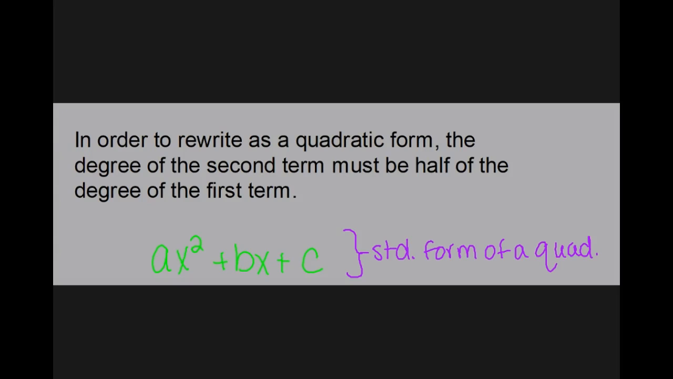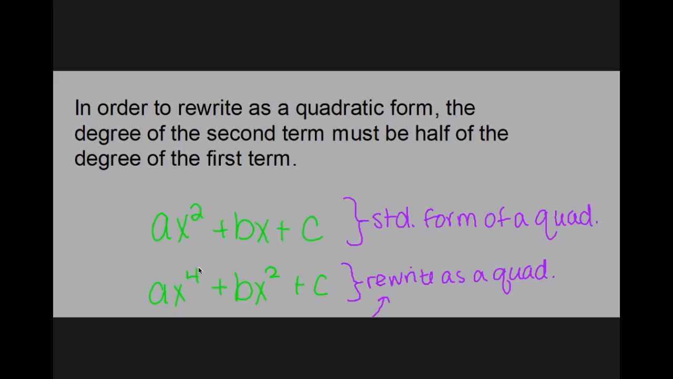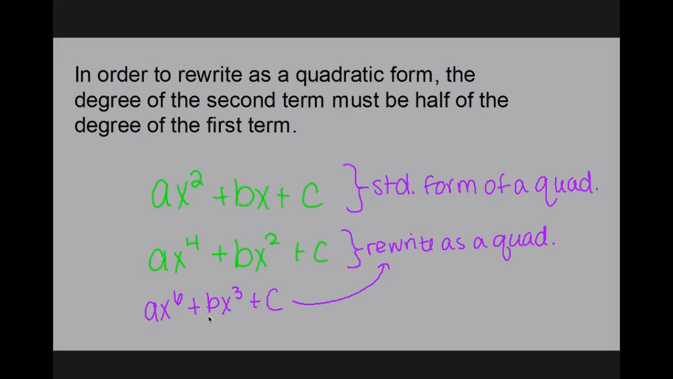And then if you have something like ax to the fourth plus bx squared plus c, and or ax to the sixth plus bx cubed plus c, what we're going to do today is rewrite them as a quadratic. So we're going to take out this x to the fourth and we're going to replace it with a u squared, so that it looks like a quadratic. So let's look at our first example, which is example 5.